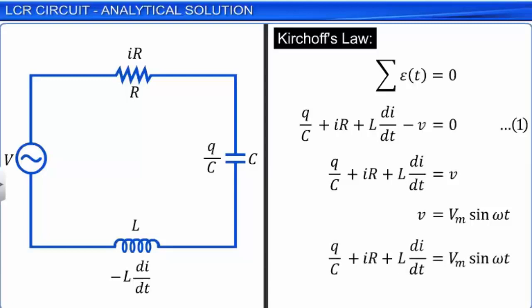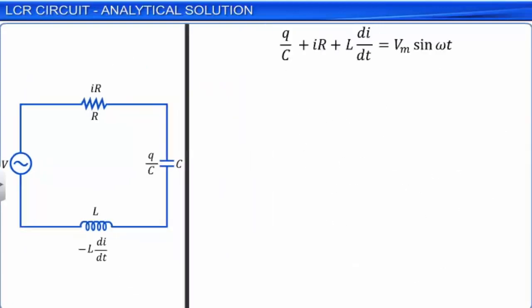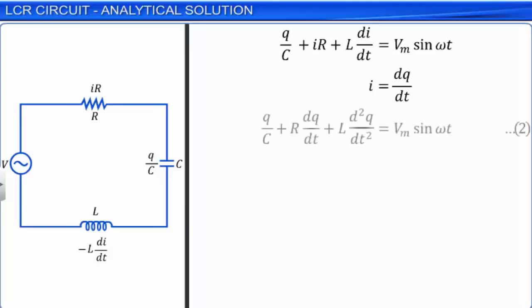We know that the instantaneous current I is equal to dq by dt. Hence, we get Q by C plus R dq by dt plus L d square Q by dt square is equal to Vm sin omega t. Let this be equation 2.